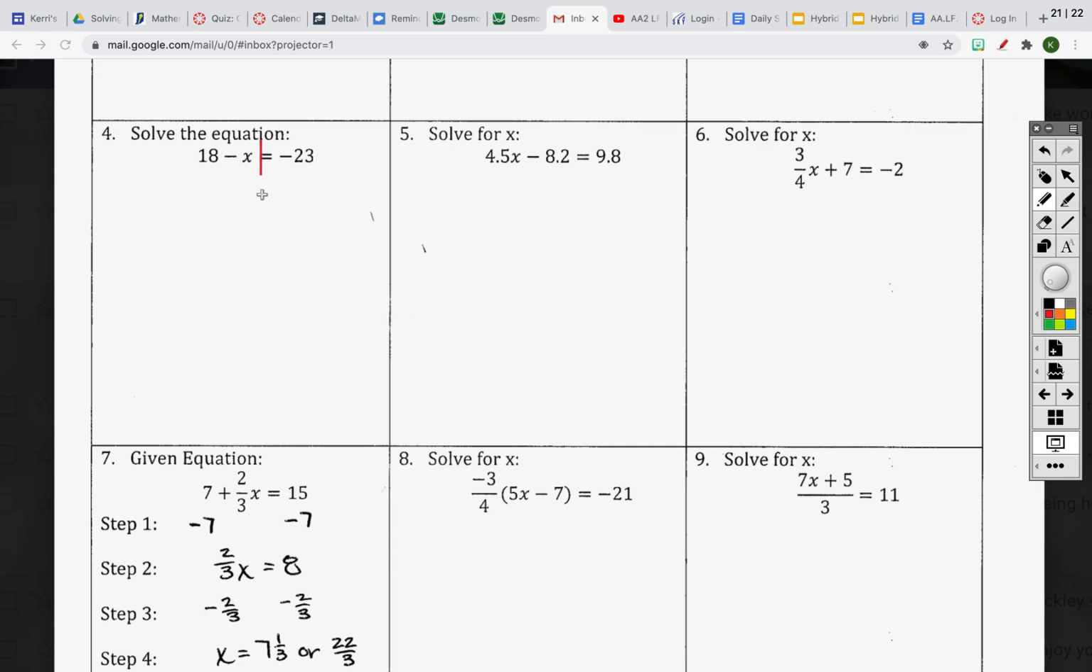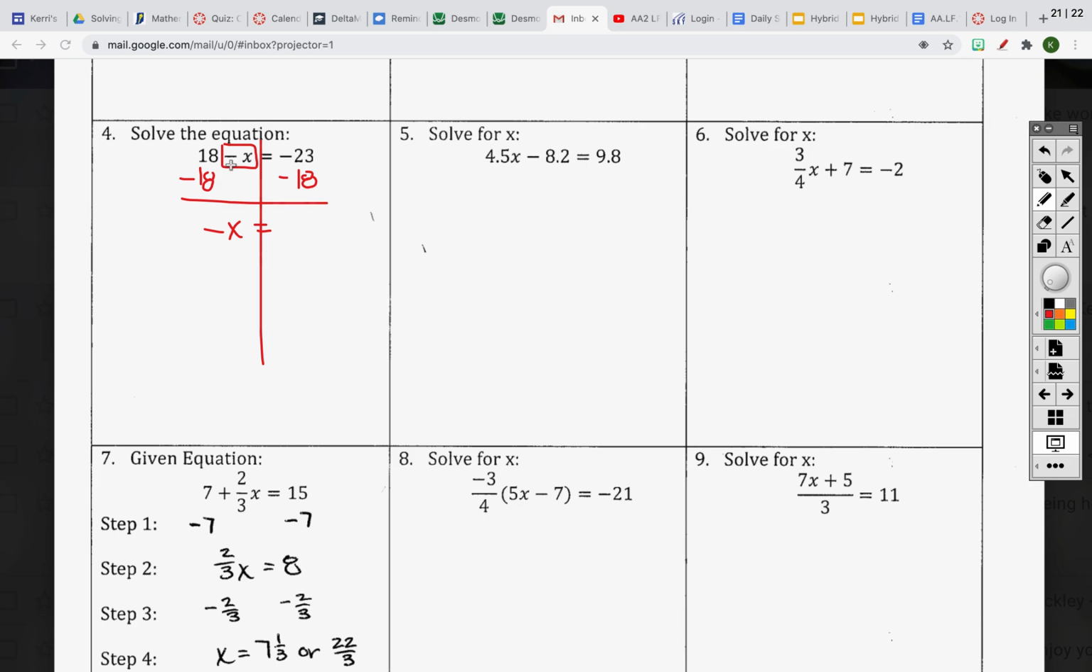Okay, drop your line, box your variable term, opposite operation. What is the opposite of an 18? Well, that would be a -18. Bring down your variable term. Don't drop that negative. That is why we always put the box around the operator in front of it.